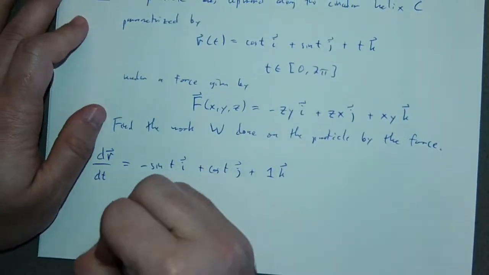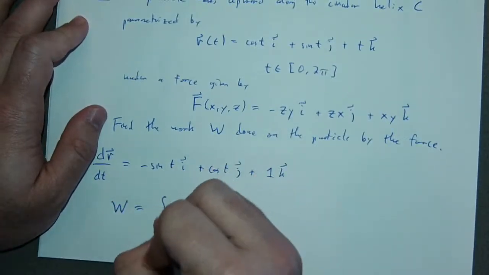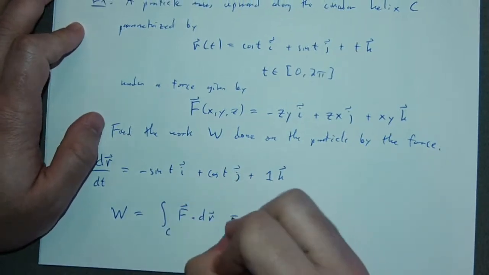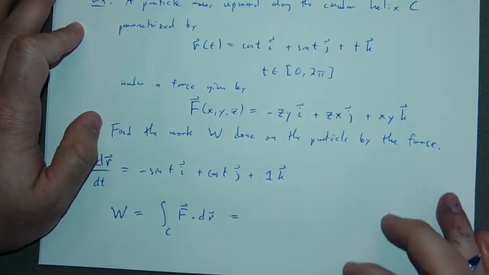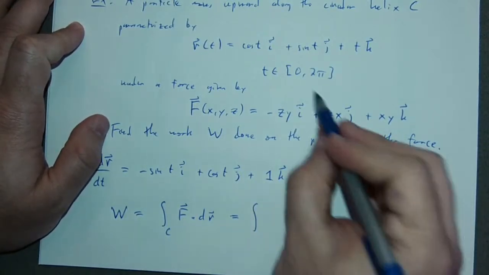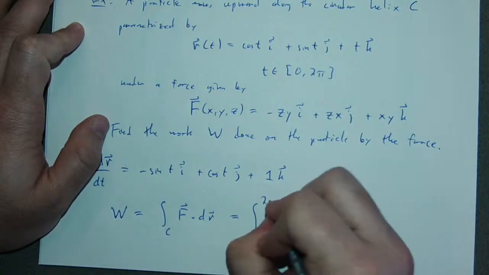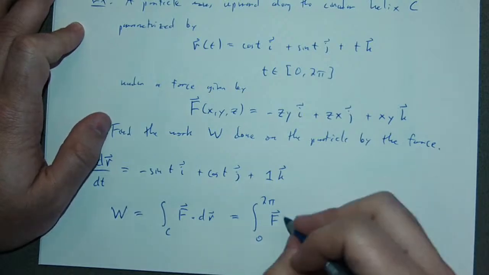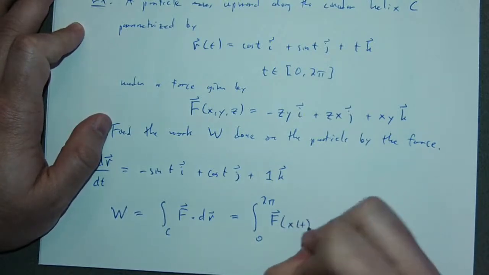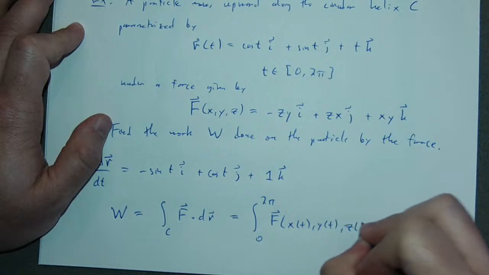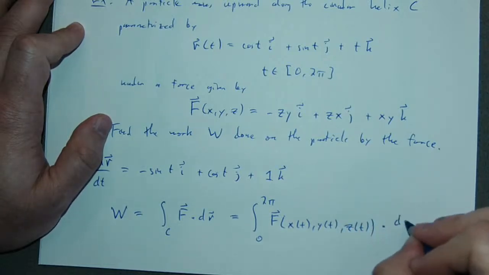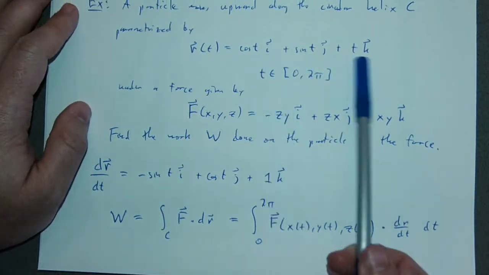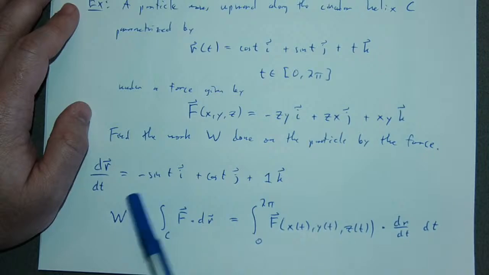So then how do I compute this work? This work is computed by this line integral over C of F dot dr, which I compute from my definition as the integral from 0 to 2 pi of my big F vector field with x of t, y of t, z of t plugged in, dotted with dr dt, dt. Right. So let's plug this parameterization into F and dot it with dr dt, right?